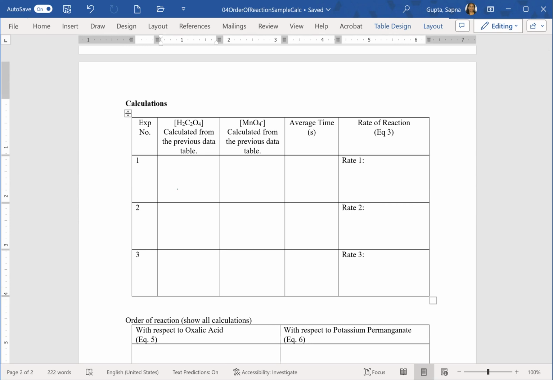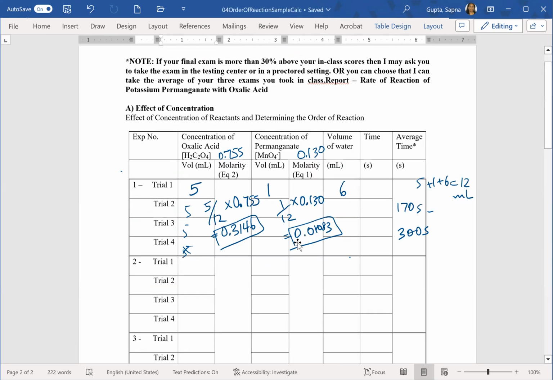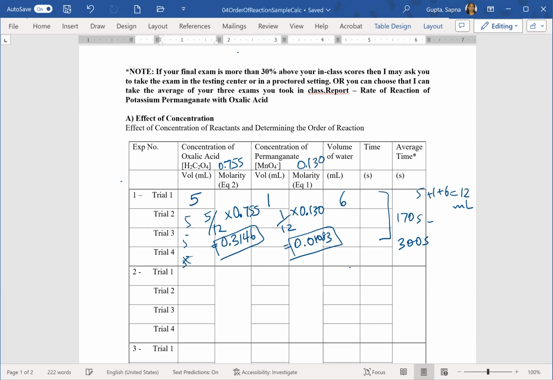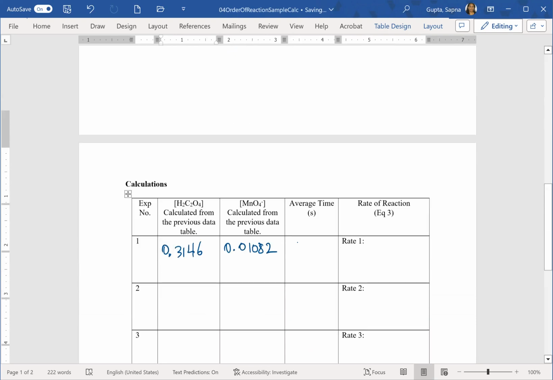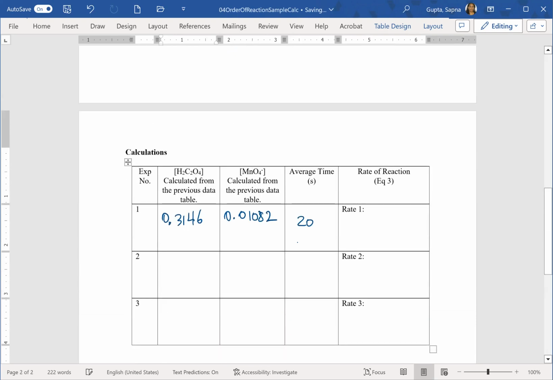Remember, here we just calculated 0.3146, and this was 0.01082. Then your average time: you will have all of these times for 3 trials, and you're going to take the average of that. I'm just going to presume 200 seconds for the sake of calculation. So let's say you had a 200-second average over here.